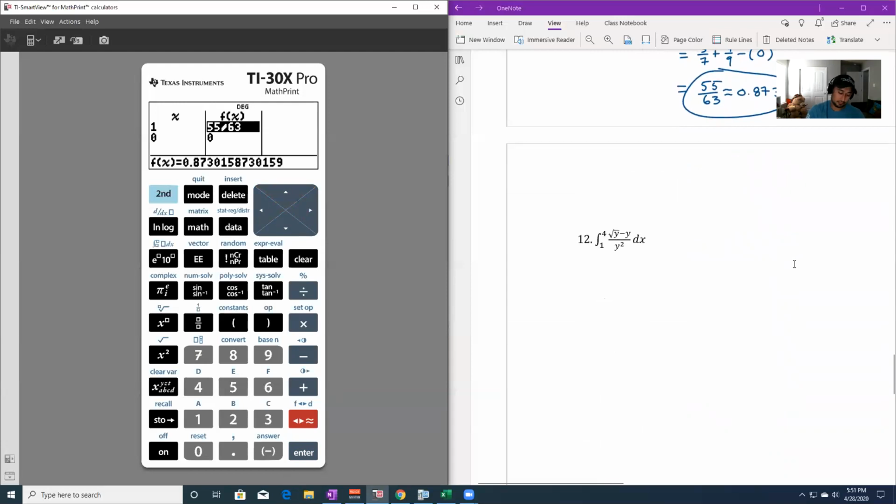Last one. Forever for Cal 1, last lecture. Okay, the integral from 1 to 4 of the square root of y minus y over y squared. All right, so of course we have to manipulate this algebraically, and I think we learned that last time. Just taking y squared and flipping it to the numerator is a lot easier. So the integral from 1 to 4 of y to the -2 times y to the 1/2 minus y. Ooh, and that shouldn't say dx, that should say dy.